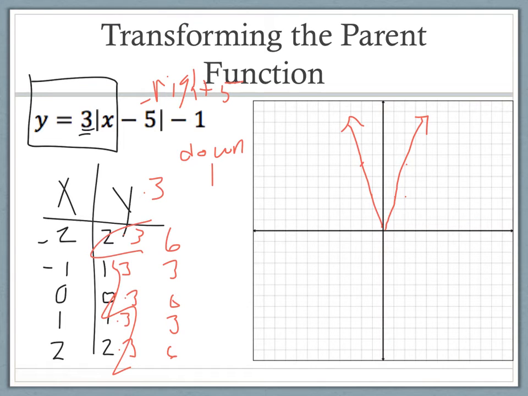Okay, and that's my graph if it had just that stretch of 3. Now, it's not my final graph though because I still have to shift. So I'm going to switch over to blue and I'm going to go to the right 5 and down 1 from all of those points that I made.